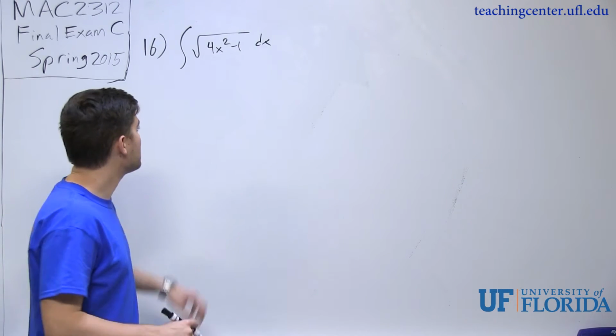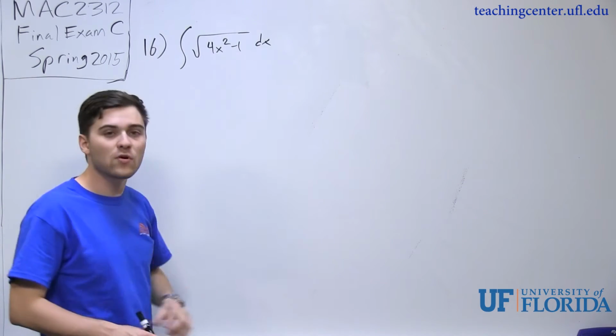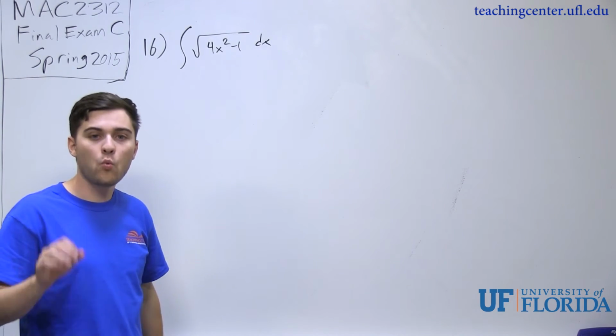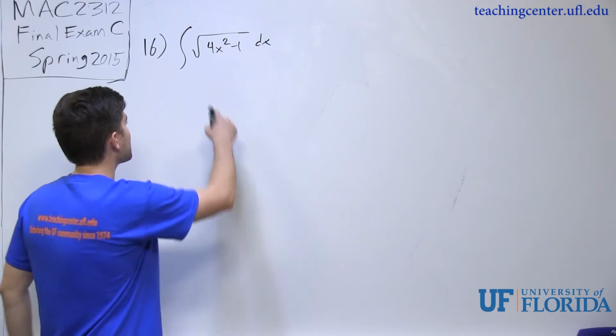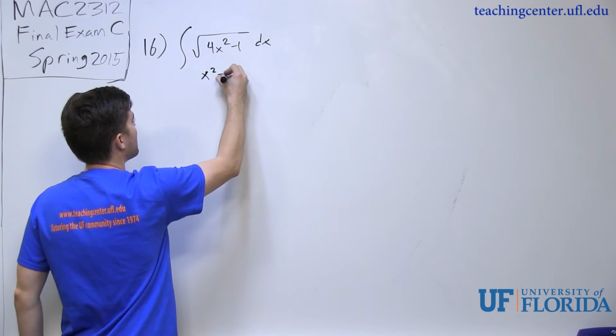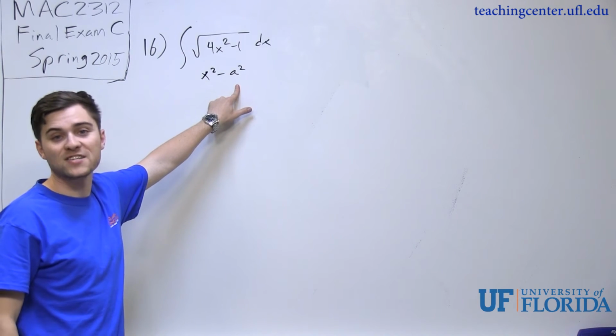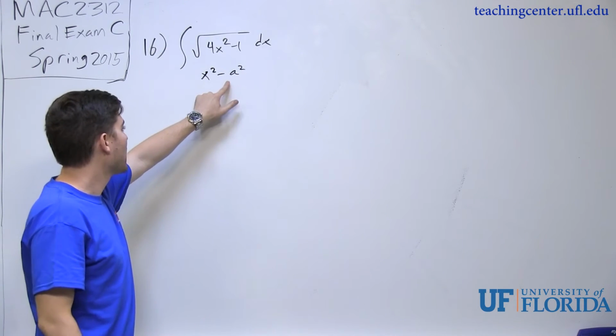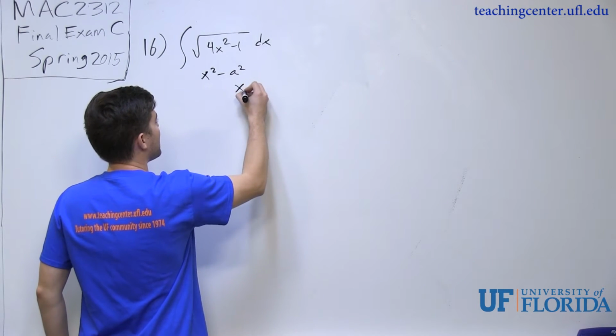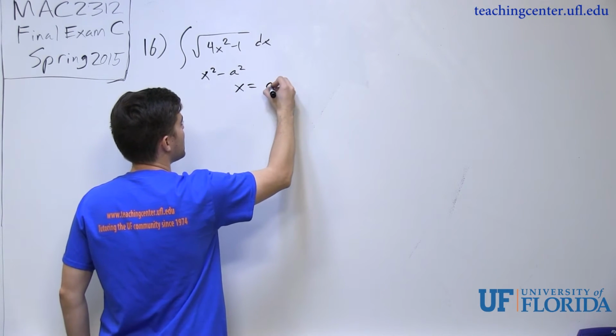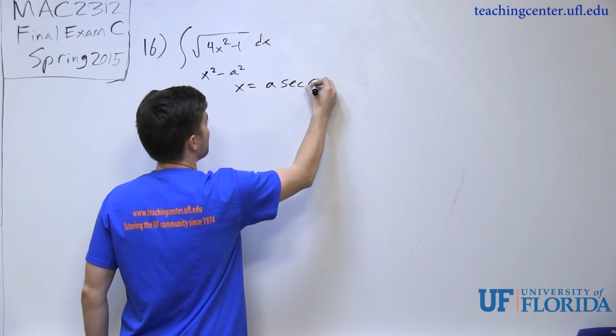So if the other 4 want me to do some kind of trig substitution, I need to look at the form here and figure out which trig sub it matches. So in this case, it looks like I have an x squared minus a squared. So I have some function of x squared minus a constant squared. When I have this form, my substitution should always be x equals a secant of theta.